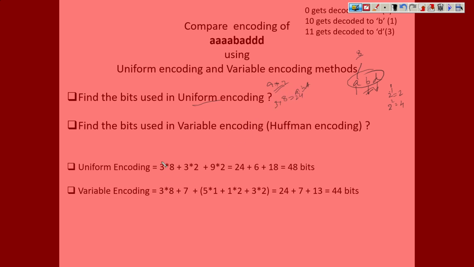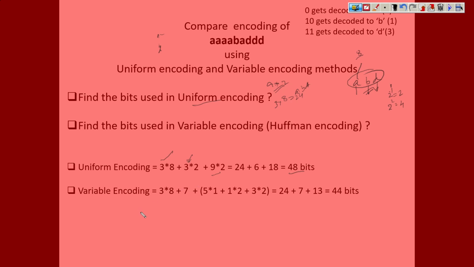So you can see here 3 into 8 is there, and 3 into 2, which is because we used A, B, and D, and each comprises 2, 2, 2. So 3 into 2, 6 bits have been used for this, and this is for the actual message. So we have nine characters here, and every character is represented using 2 bits. So that makes 48 bits here.